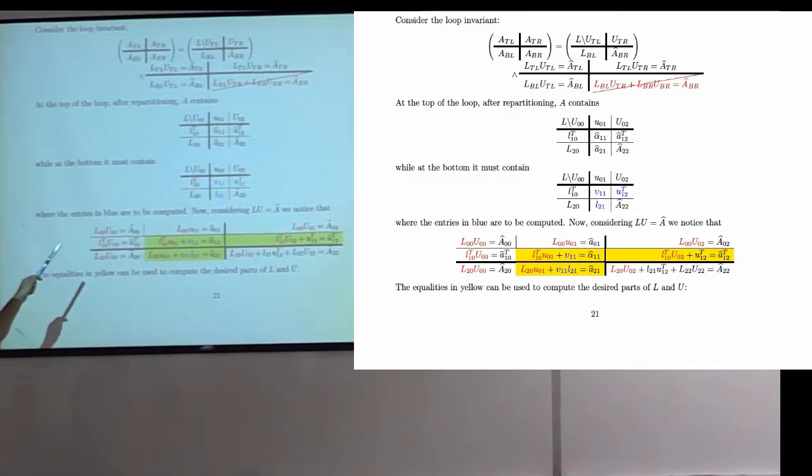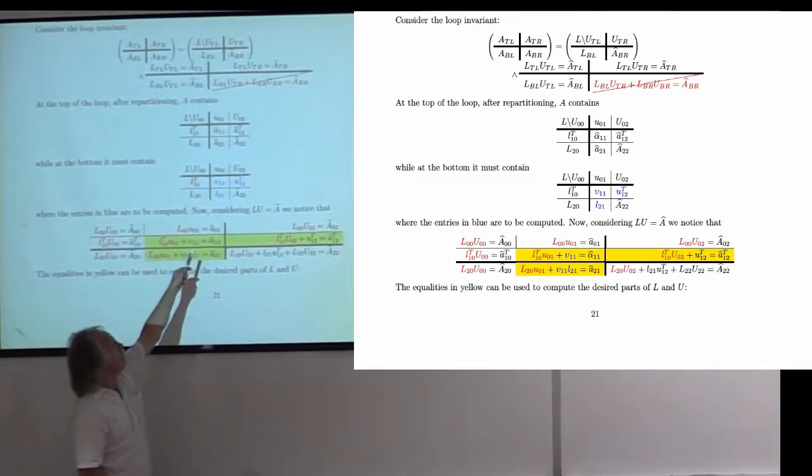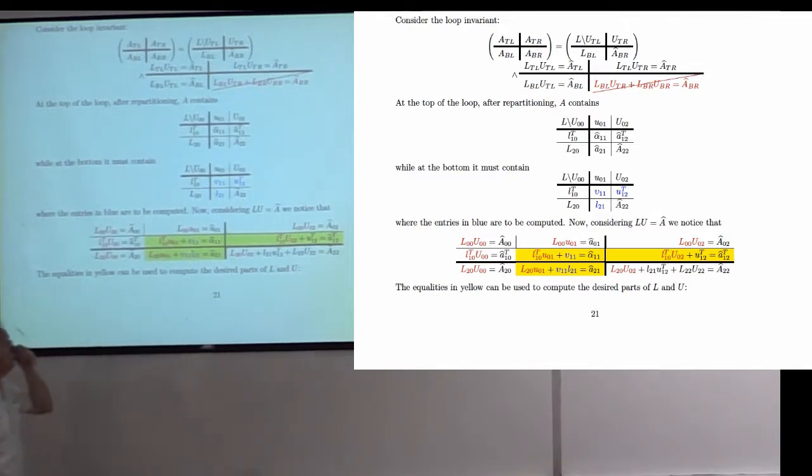I then say at the top of the loop, A contains that. That's simply the loop invariant, but with the repartitioned matrices and then filled in. And at the bottom of the loop, we would like for it to contain this. So what's happening with the loop invariant? You're completely done, except that the bottom right part has not been touched at all. And what we're trying to do is compute one more row and column of the result, where the parts in blue are not yet computed.